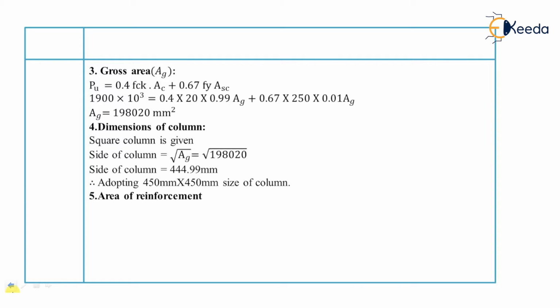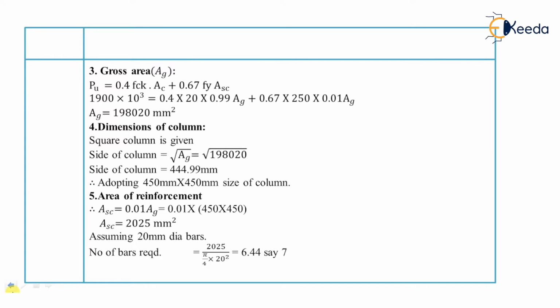Then our fourth step is to calculate the area of reinforcement. As in step number one, we calculated that Asc, that is the area of reinforcement, is equal to 0.01 into gross area. Therefore, 0.01 into 450 by 450, the area of reinforcement is equal to 2025 mm square. Now we will assume a 20 mm diameter bar. Therefore, number of bars is equal to area of reinforcement upon area of one bar, which is equal to 6.44, let us say 7 bars. Therefore, provide 7 bars of 20 mm diameter.